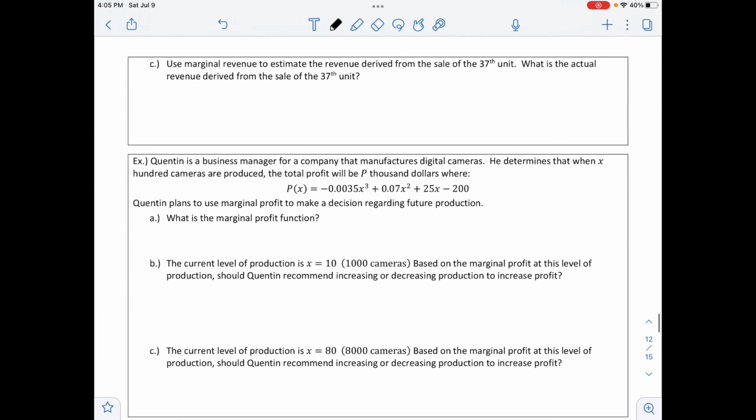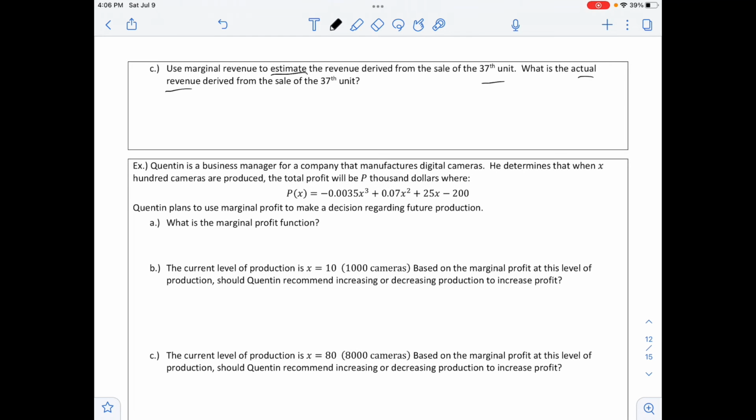Part C says use marginal revenue to estimate the revenue derived from the sale of the 37th unit, and it says what is the actual revenue derived from the sale of the 37th unit, and it also wants the estimated. And so to find this estimate, we're going to have R prime at 36 and substitute this into our equation. We have 25 minus 2/3 times 36, which works out to being 1. So this would be $1 revenue for that 37th unit.